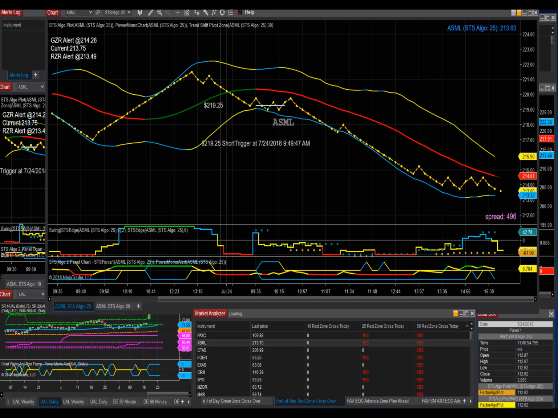It's a good example of a chart that triggered, chopped around a bit, didn't have the strong momentum to the downside, but it did continue down just like the chart said it would all day.